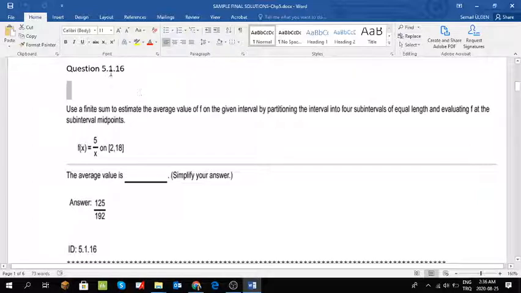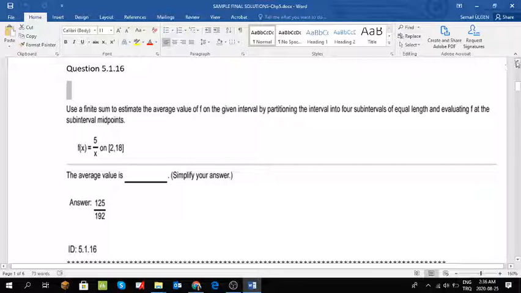What's this question? This is chapter 5, section 1, question 16. Use a finite sum to estimate the average value of f on a given interval by partitioning the interval into 4 subintervals of equal length and evaluating f at the subinterval midpoints. This is our f, 5 over x, and this is the interval. We are going to partition it into 4 subintervals, and we are going to find the average value using that information.